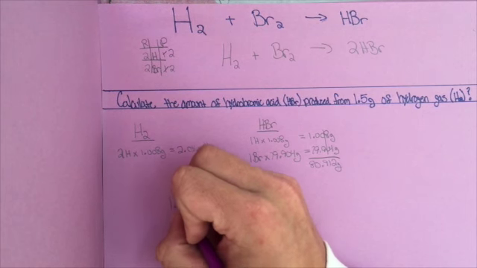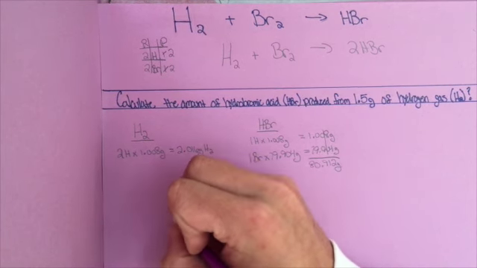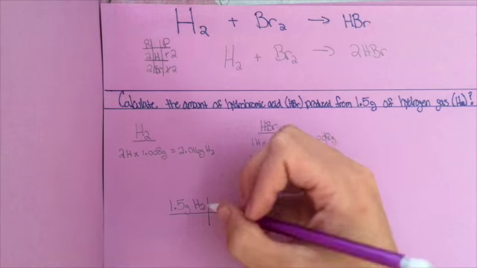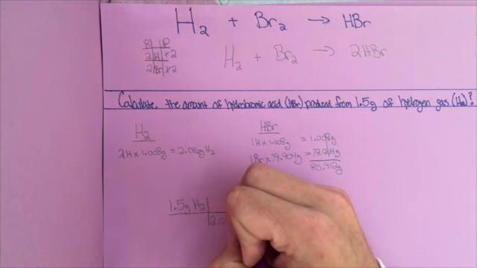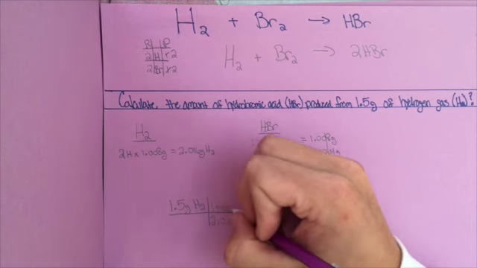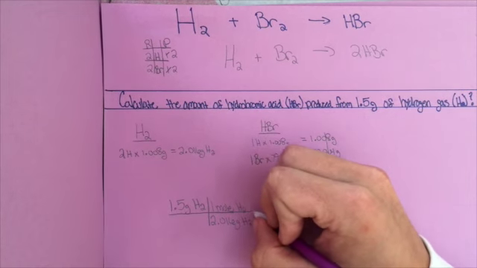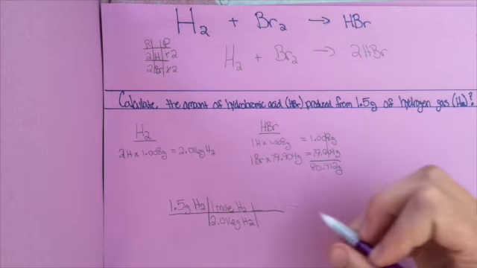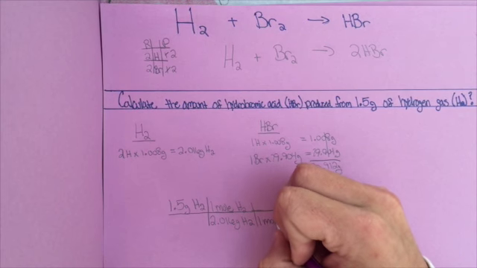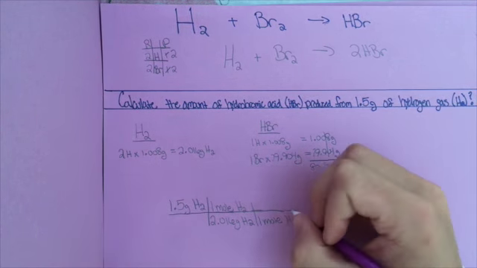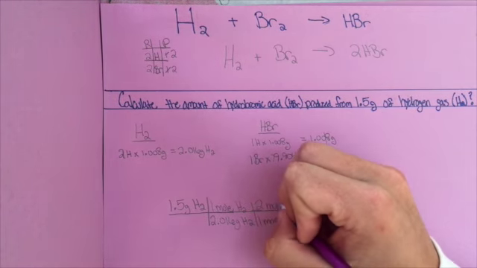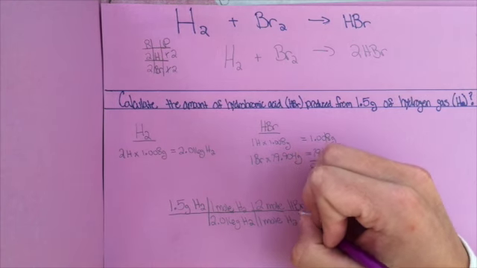Now we have 1.5 grams of hydrogen in the reaction. You need to convert that to moles of hydrogen. So we have 2.016 grams of hydrogen in 1 mole of hydrogen gas. Now we need to convert moles of hydrogen gas to moles of hydrobromic acid. Now it takes 1 mole of hydrogen gas to produce 2 moles of hydrobromic acid.